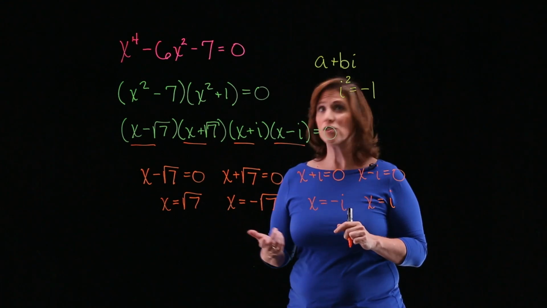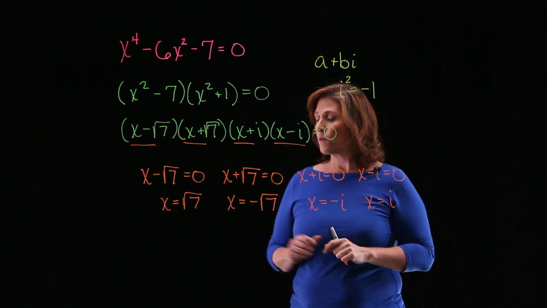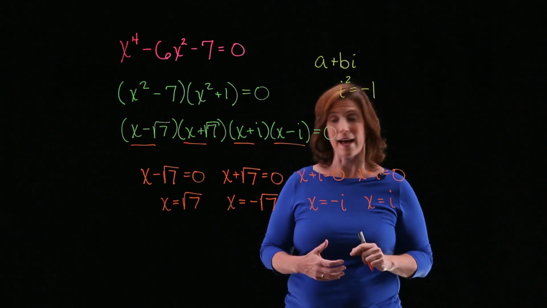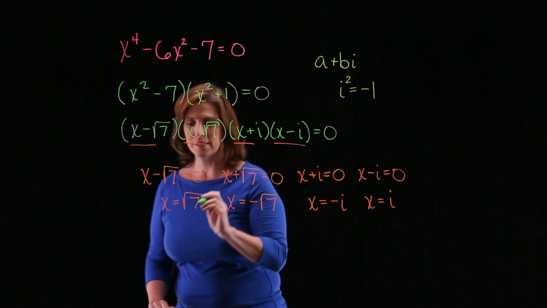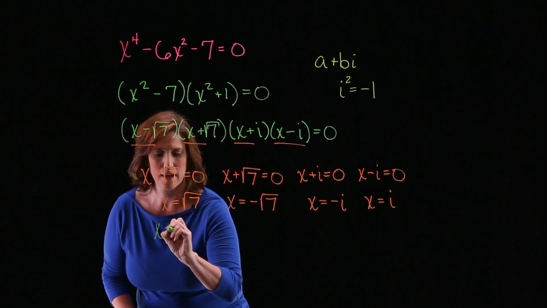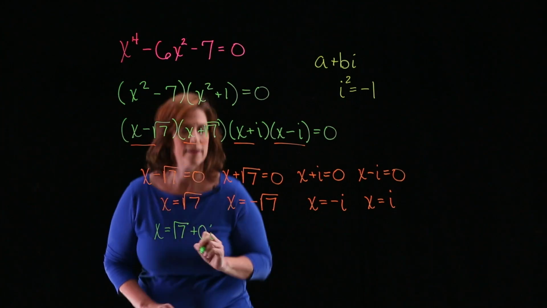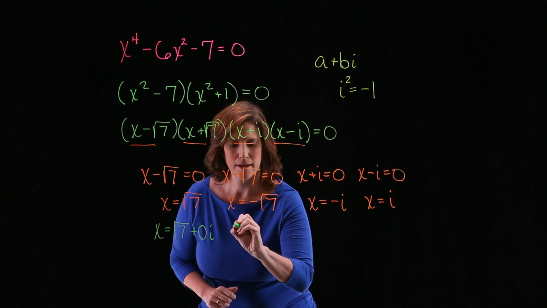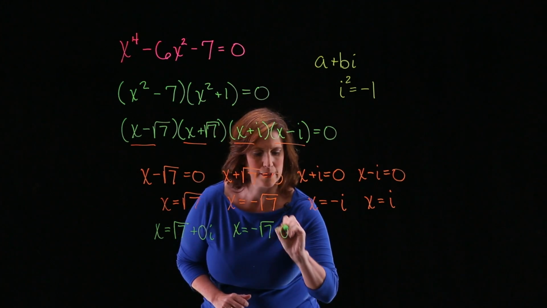Okay, now I'm asked to write all of my complex answers in standard form. Now, my first 2 answers are real, but remember, all real numbers are complex. So I can write root 7 as root 7 plus 0i. And that's in complex form. Minus root 7 can be written as minus root 7 plus 0i.